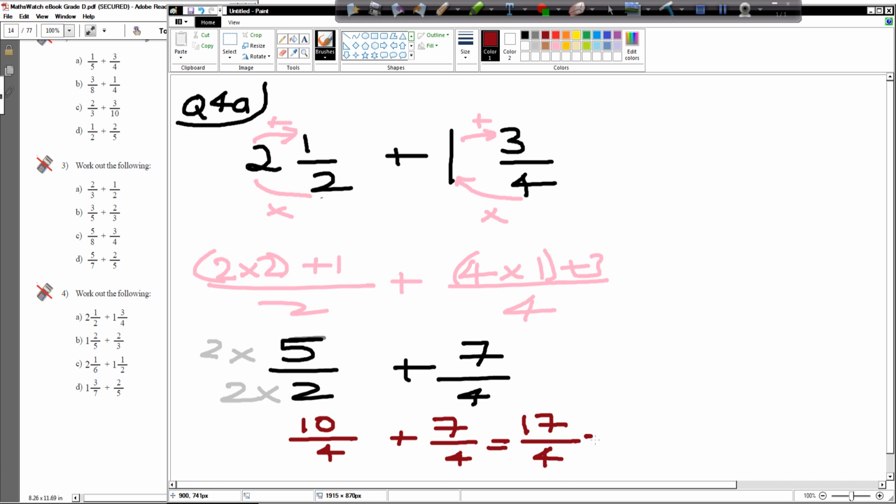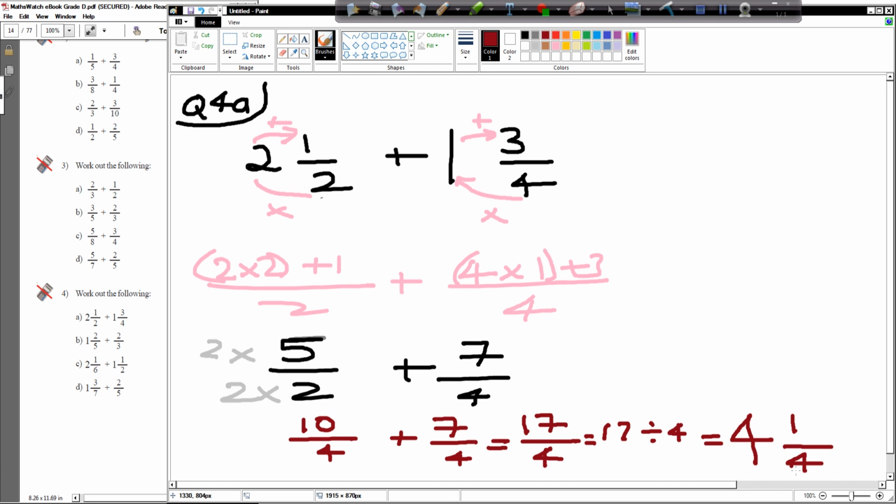So what does 17 quarters mean? It means 17 divided by 4. How many 4s go into 17? And the answer is 4, remainder 1. And we copy the bottom number across. Okay, so did you see that? So look at 17 divided by 4 is 4, remainder 1.